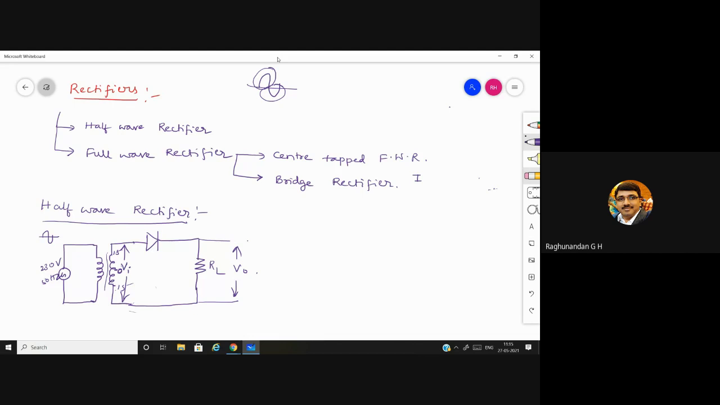Here an input signal, an AC signal, has been given. At this point also, that is at the secondary also, we are going to get an AC signal only, but it is the step-down version of the main source. Here it was 230 volts, here it will be lesser than that. Now, during the positive half cycle, the current is going to flow in clockwise direction. When the current flows in clockwise direction, what will happen to the diode? Whether it gets forward biased or reverse biased?